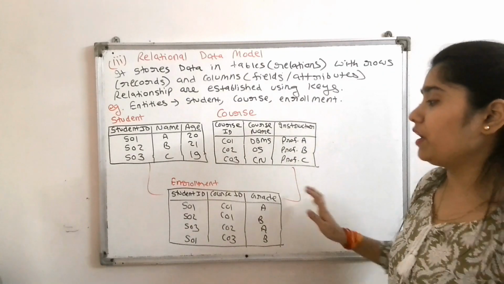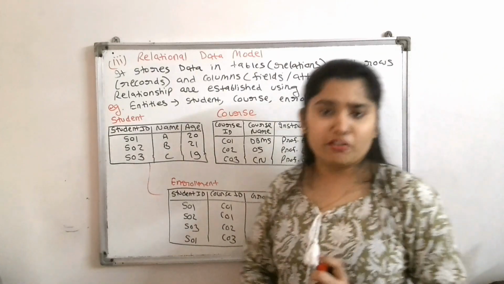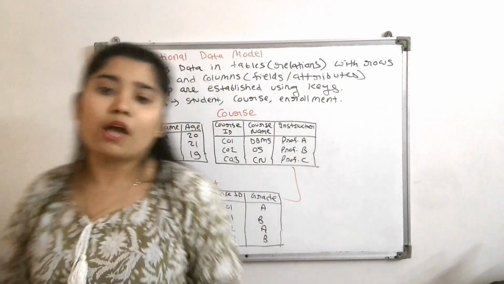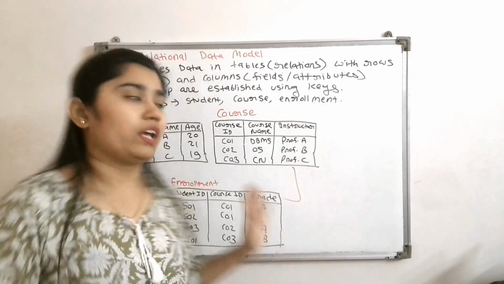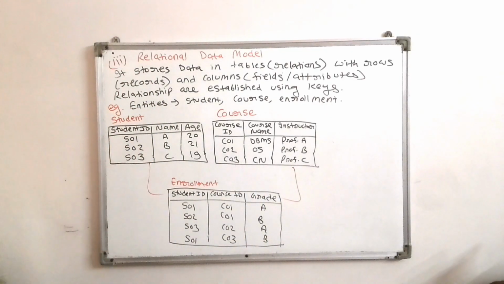So from this table we can easily find the information of any student. I hope you are clear with this relational data model also. If you want to take a screenshot or write it down, write it.